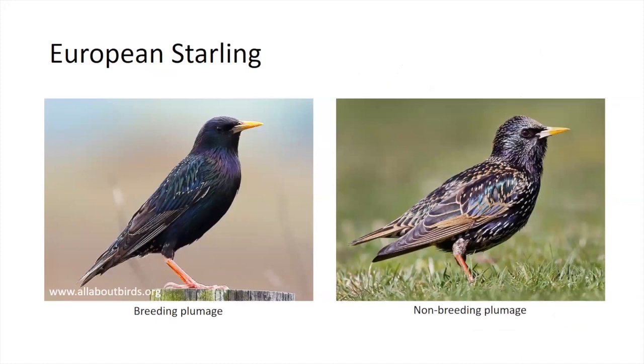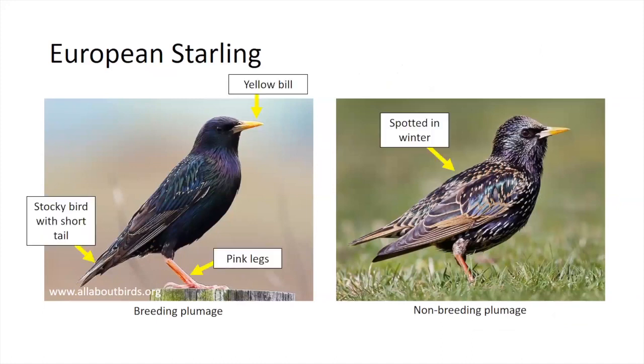There's a breeding plumage and a non-breeding plumage, though the males and females look similar. And a good way to tell starlings apart from native species is that they have a yellow bill and pink legs, so very colorful beak and legs. And they're also a stocky bird with a pretty short tail. And starlings aren't closely related to native species. Starlings and mynas are in one family, and then the native blackbirds are in an entirely different family. And in the winter, they'll get nice spotting.